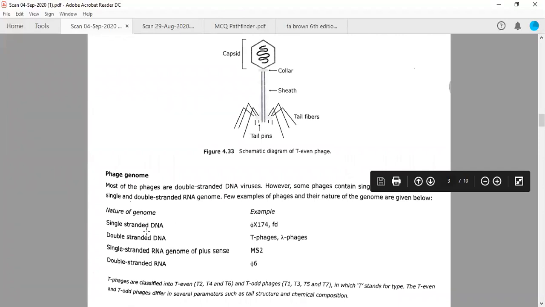Now, depending upon the nature of the genome, there are some examples given. The first bacteriophage which is sequenced is actually phiX174, right? It has single-stranded DNA, therefore it was easy to sequence. So if someone asks you which is the first bacteriophage sequenced, it is phiX174, because it was a single-stranded DNA containing virus. fd also has single-stranded DNA. If you name some double-stranded DNA viruses, then T phages and lambda phage. So lambda phage has double-stranded DNA.